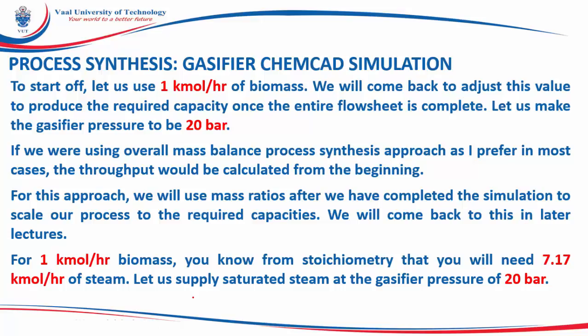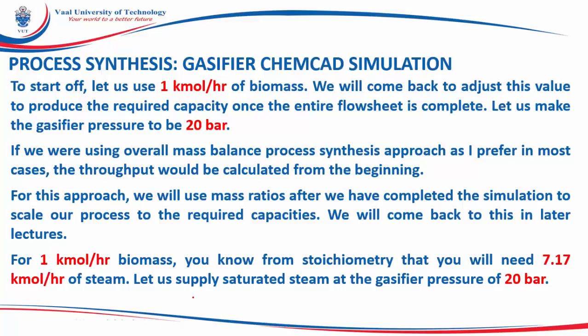Just to note that if we were using overall mass balance process synthesis approach, as I prefer in most cases, the throughput will be calculated from the beginning, as we will start by looking at the holistic picture of the process. Basically, what happens is you look at the overall outlook, the inputs and the outputs. That way, then you will be able to solve the overall mass balance. For this approach, we'll use mass ratios after we have completed the simulation to scale our processes to the required capacities. We'll come back to this later in coming lectures.